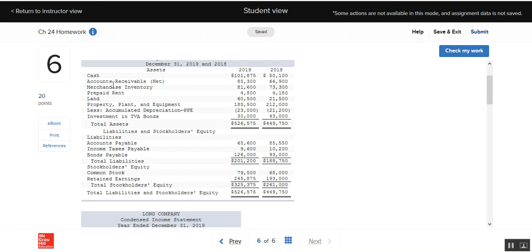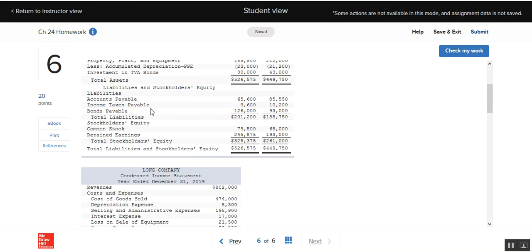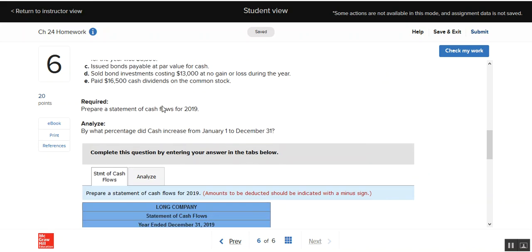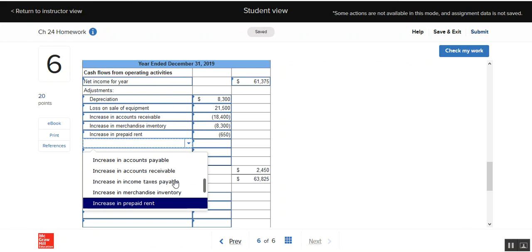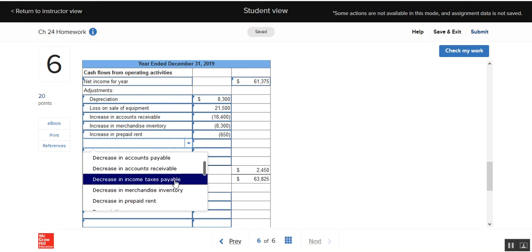So we've taken care of the operating assets from the balance sheet. Let's look at our liabilities. We've got accounts payable, and accounts payable is something on the balance sheet that is the result of operations, so this goes in the operating section of our cash flow statement. It looks like our accounts payable went down. So we've got a decrease in accounts payable.